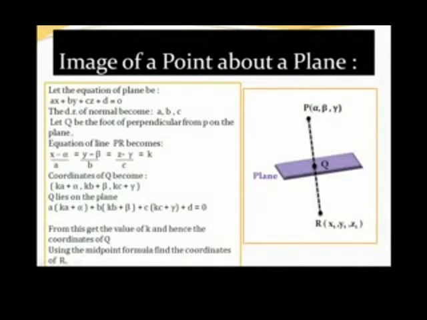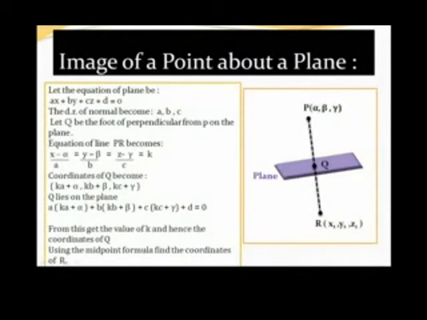Now, Q also lies on this plane. So, satisfying these coordinates in the equation of plane, we get a(kA plus alpha) plus b(kB plus beta) plus c(kC plus gamma) plus d equal to 0. So from this equation we get the value of k, and once we get the value of k, we get the coordinates of the point Q.